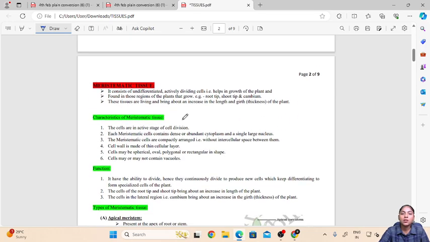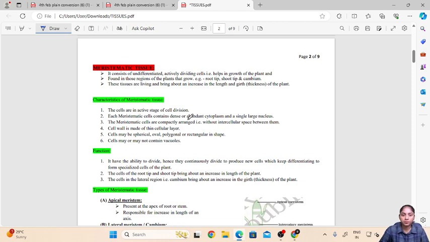Meristematic tissues are actively dividing tissues. That is, they will continuously undergo division to form more cells, which will lead to the growth of the plant. So it consists of undifferentiated, actively dividing cells that help in the growth of the plant. Now these meristematic tissues are found in those regions of plants that grow. Example: shoot tip, root tip and cambium.